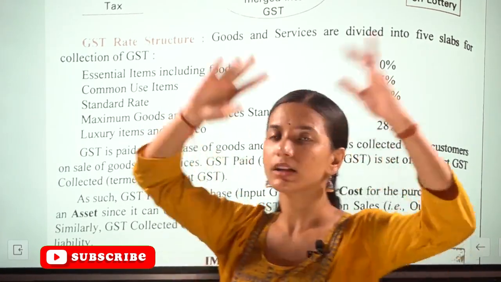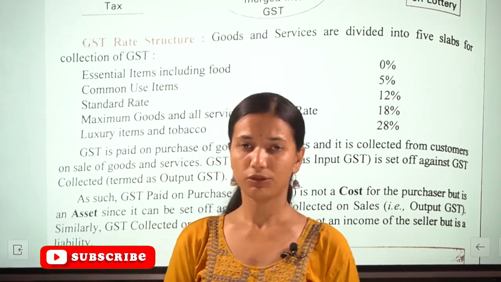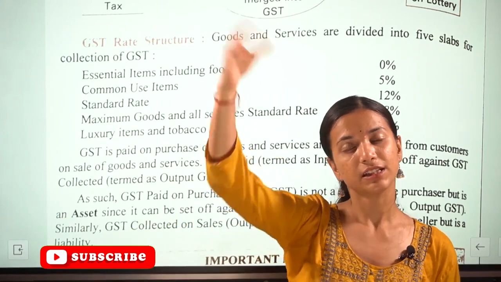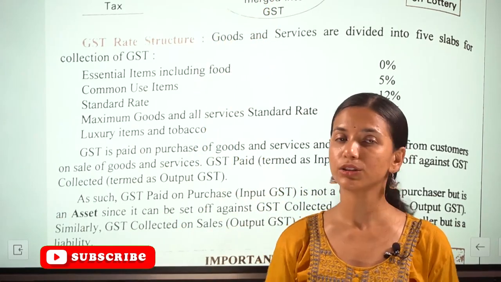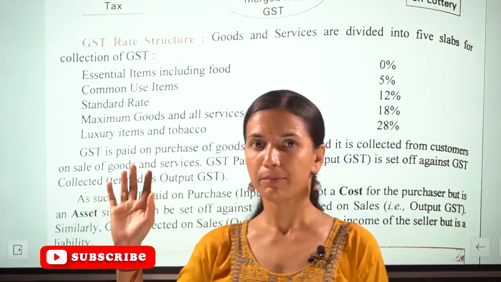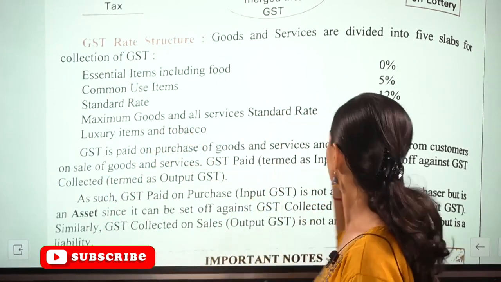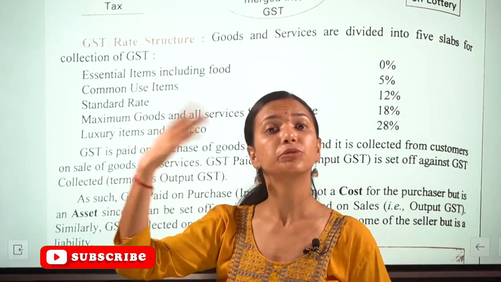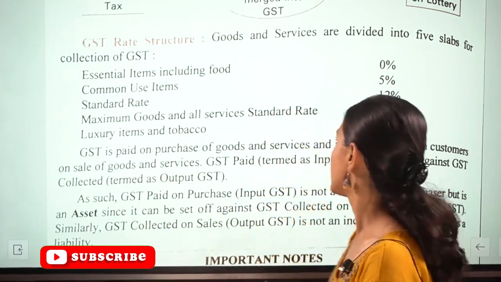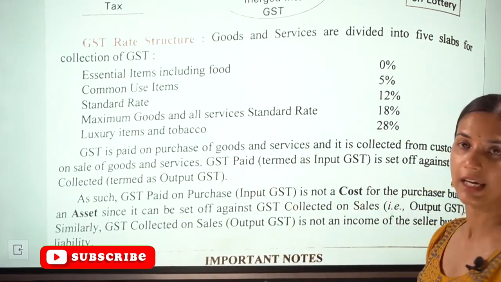You can't group all the items into different groups, right? There are many groups. First we have essential commodities, that is 0%. Next we have your commonly used items, that is 5%. Then we have a standard rate for certain items, that is 12%. Then we have maximum goods and all services standard rate. Maximum goods have been covered under this, so that is your 18%.